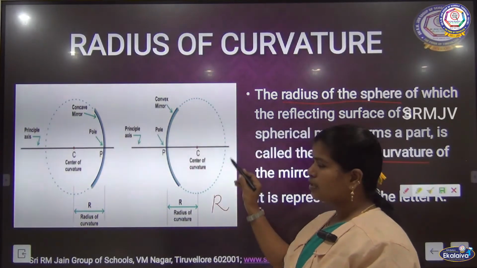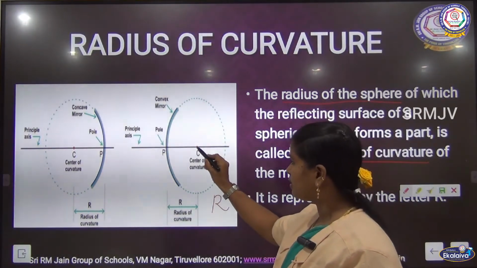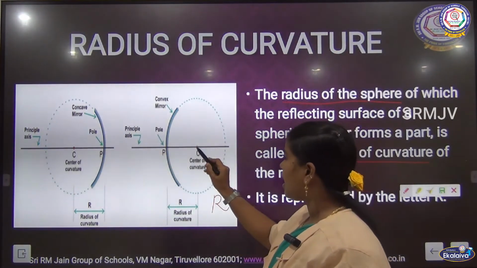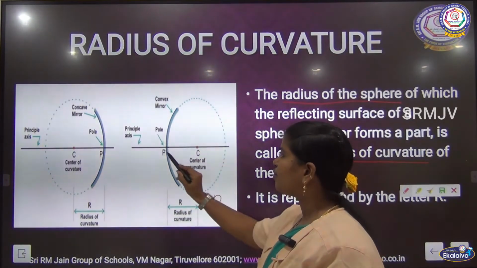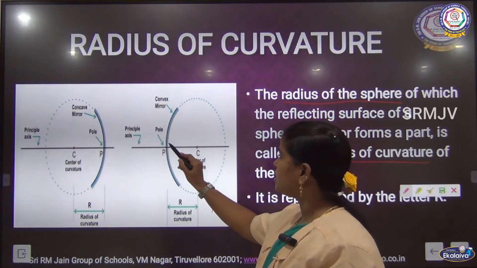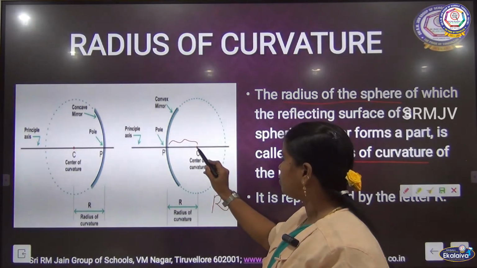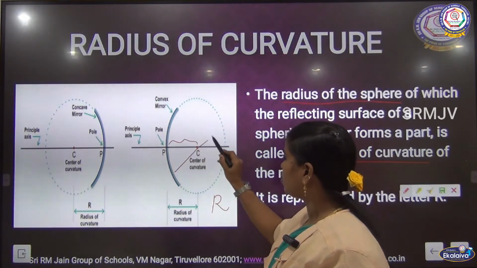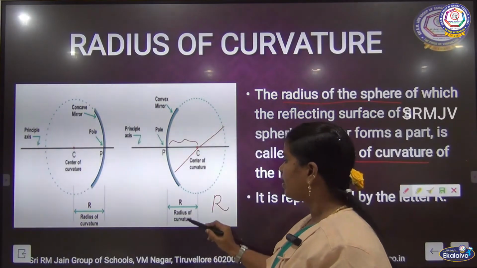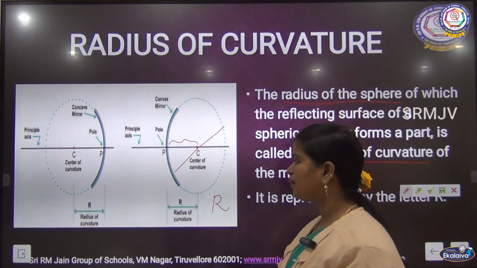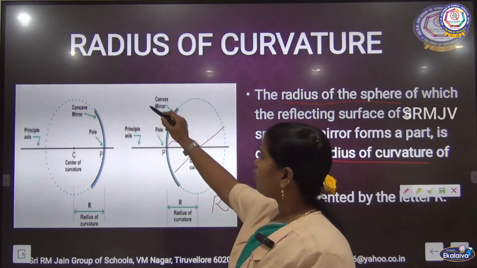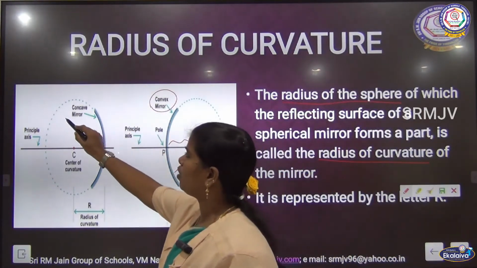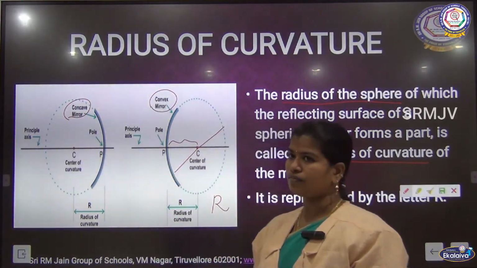So here is the spherical mirror, and this is the center of curvature. This is the radius, the distance between the center of curvature and the pole. You can draw it here or otherwise here. This is called the radius of curvature, represented with the capital R. This picture is for a convex mirror, and this is for a concave mirror.